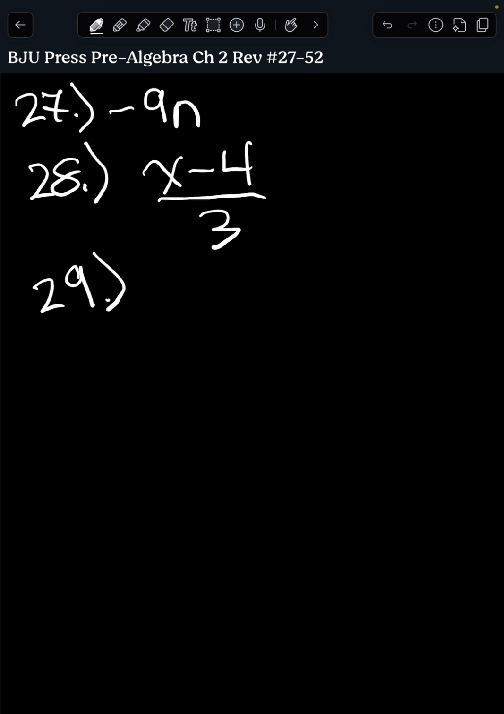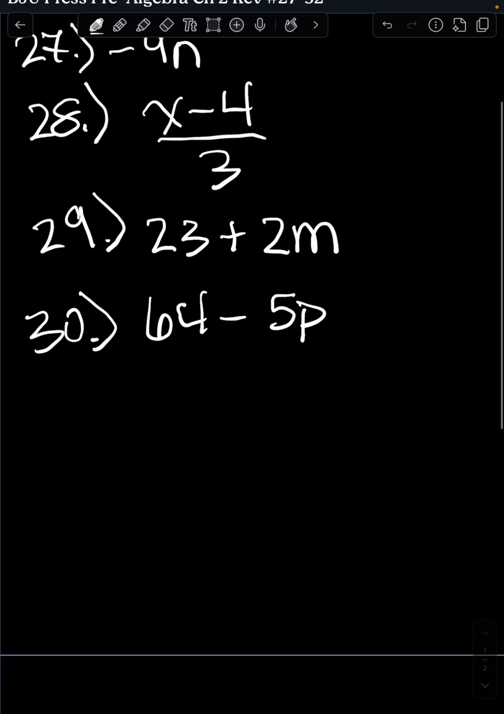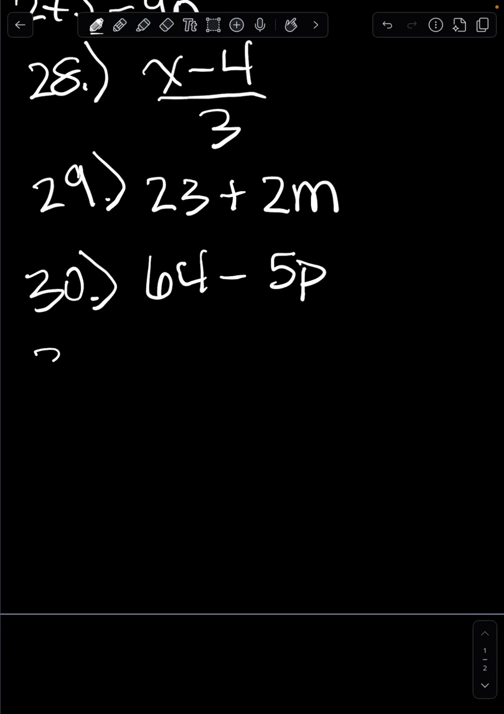Number 29, 23 increased by twice m. So we start with the 23, increased by is adding, twice m means multiply m by 2. Number 30, 64 less the product of 5 and p. 64 less the product of 5 and p means multiply 5 and p. So minus 5p.